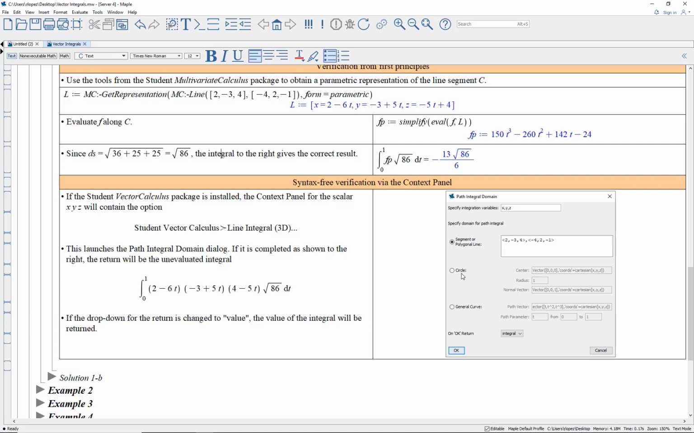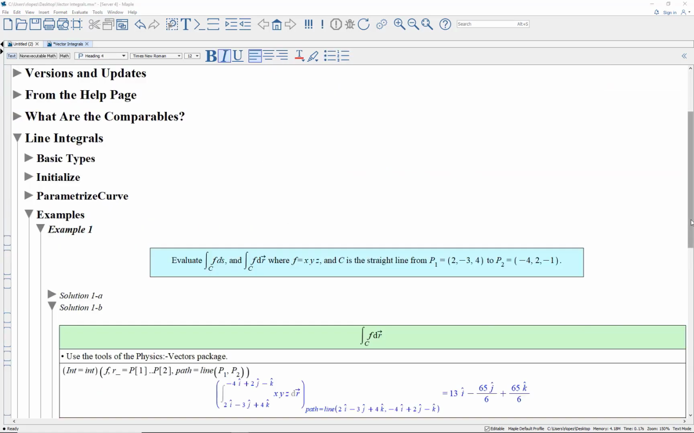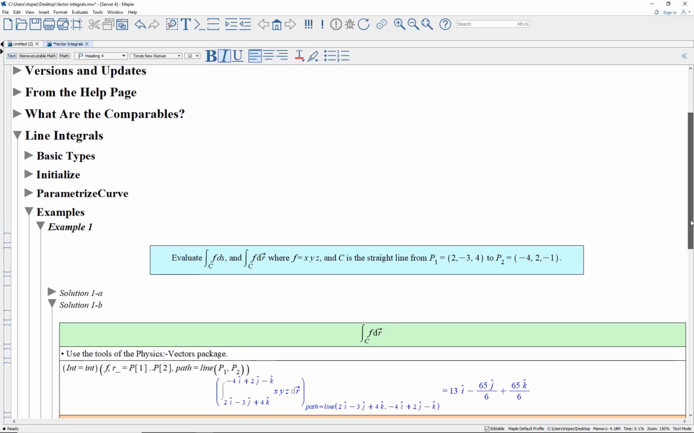It recognizes a circle or the general curve, which you give parametrically in a vector form. Okay, so this is just a line segment, P1 to P2. Down here you have the choice of returning the value or just getting the integral. You pick integral, this is the integral you get, and we know what the value of this is going to be.